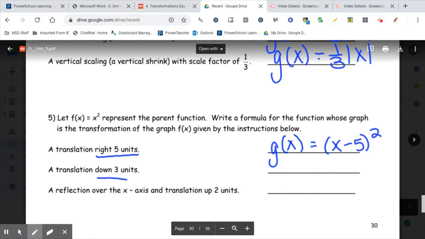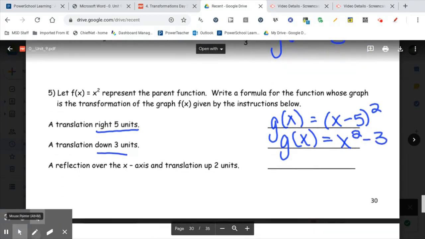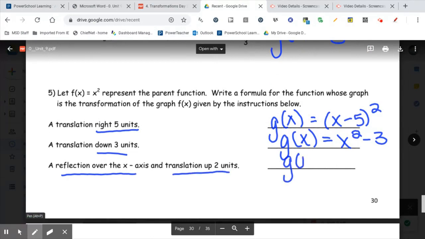Next one is down 3 units. So the 3 goes on the outside of the grouping symbol. And we have g of x equals x squared minus 3. And then the last one, a reflection over the x-axis. So that's one transformation. And then translated up 2 units. So we have g of x. Remember, reflection means negative x squared. And then up 2 units means to add 2.